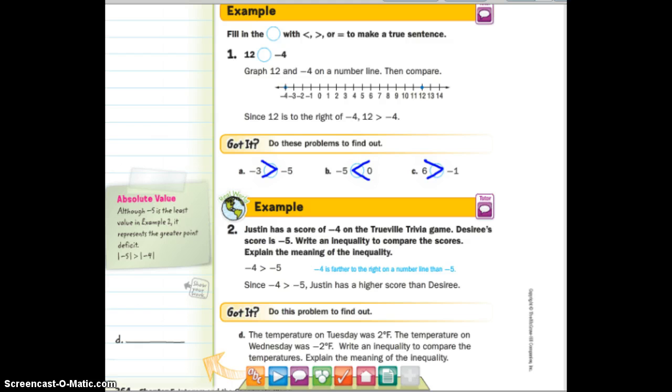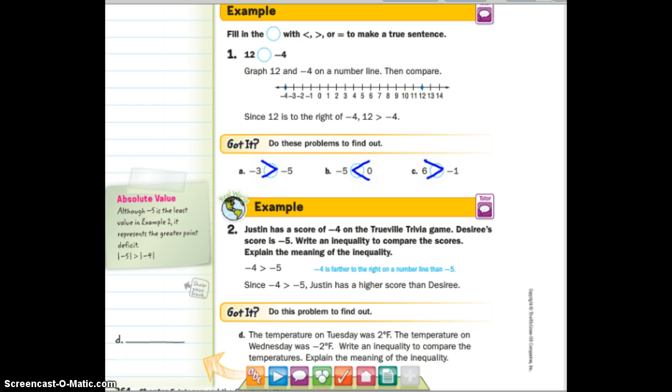Did you get that negative 3 is greater than negative 5? Negative 5 is less than 0, and 6 is greater than negative 1. Let's go on to example number 2.